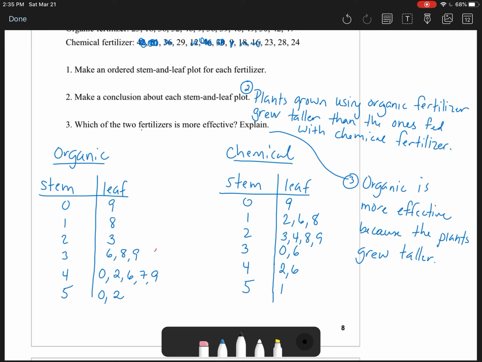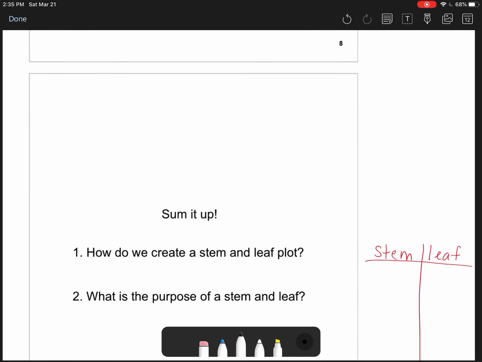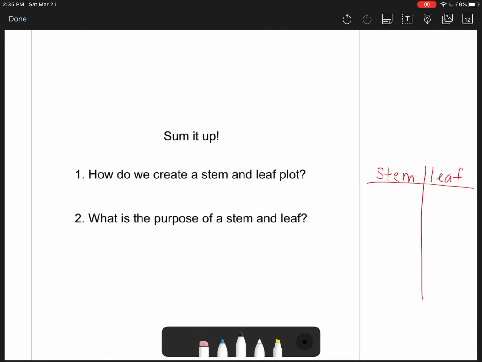That is similar to the question if you came to that conclusion in number 2. Organic is more effective because the plants grew taller.